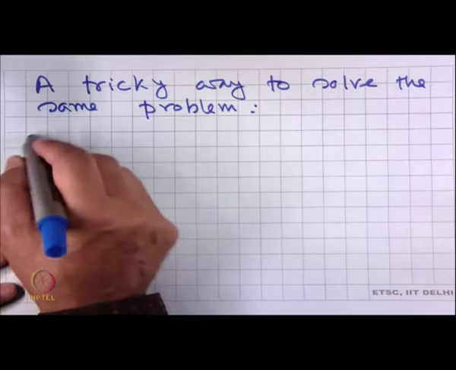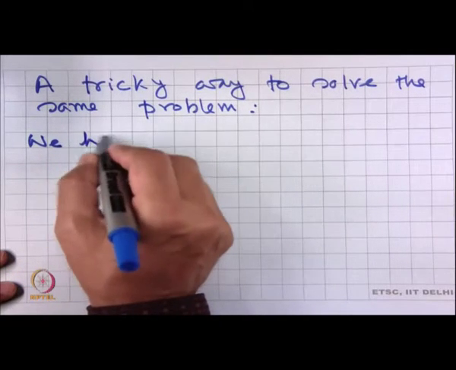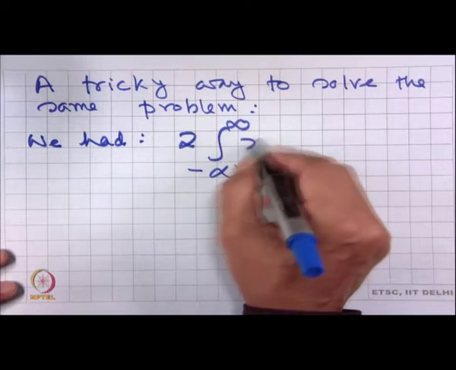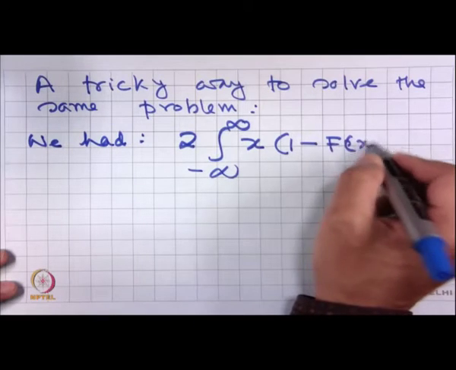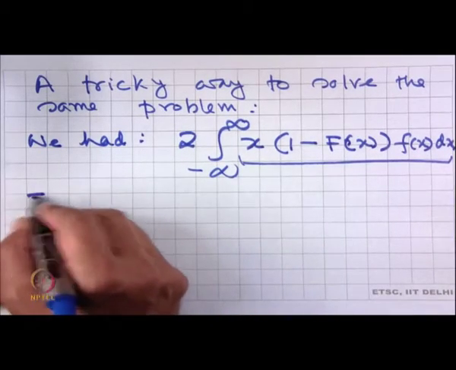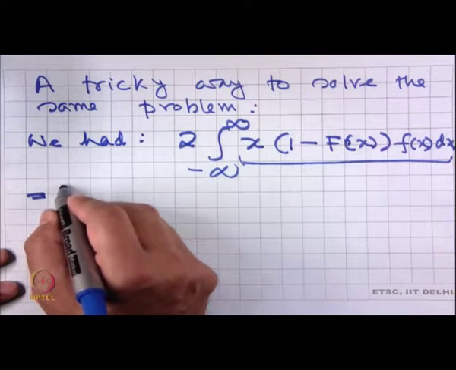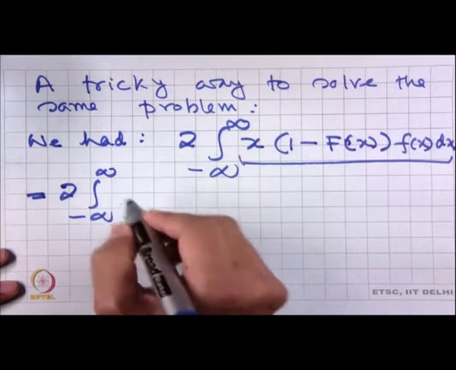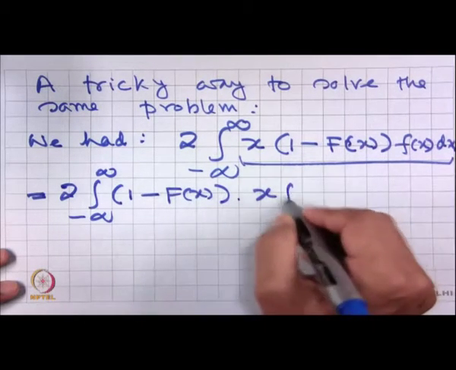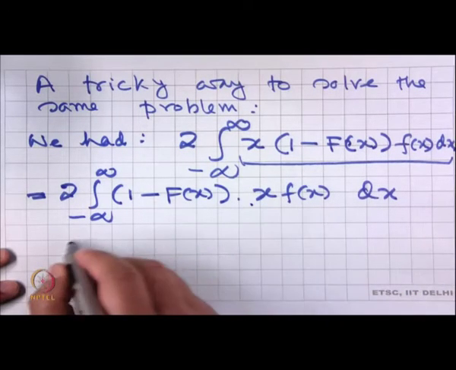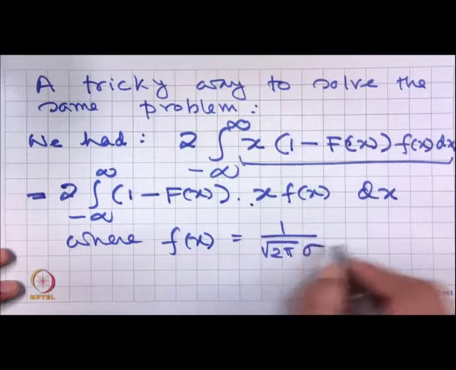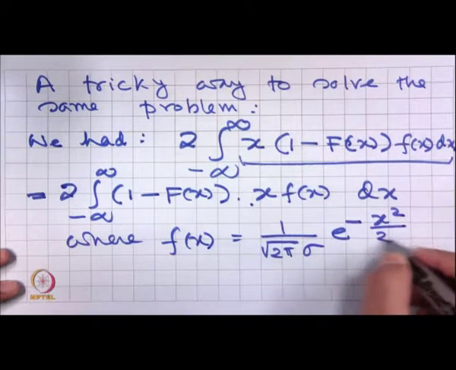So, we were at this stage: two times integration minus infinity to infinity x into 1 minus F x into f x dx, which we write as follows: 2 times integration minus infinity to infinity 1 minus F x into x times f x dx, where f is 1 over root over 2 pi sigma e to the power minus x square upon 2 sigma square.